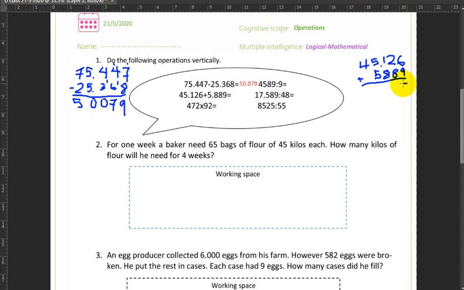6 and 9 make 15, so I write 5 and carry 1. 1 and 2 and 8 make 11, write 1, carry 1. 1 and 1 and 8 make 10, so write 0, carry 1. 1 and 5 and 5 make 11, so write 1, carry 1. 1 and 4 and nothing make 5. So my second result is 51,015.